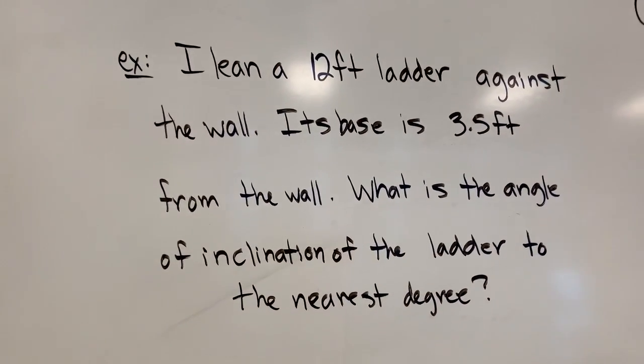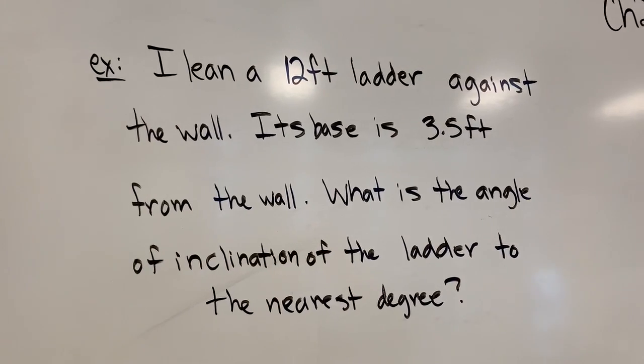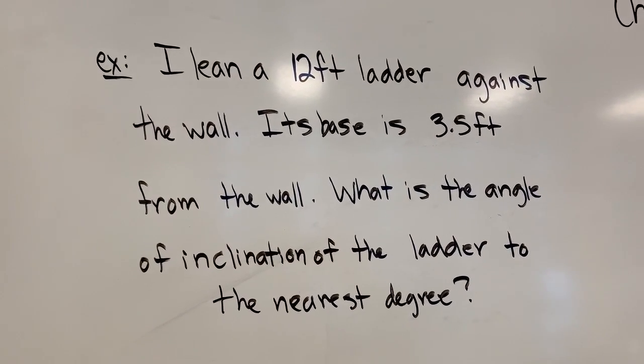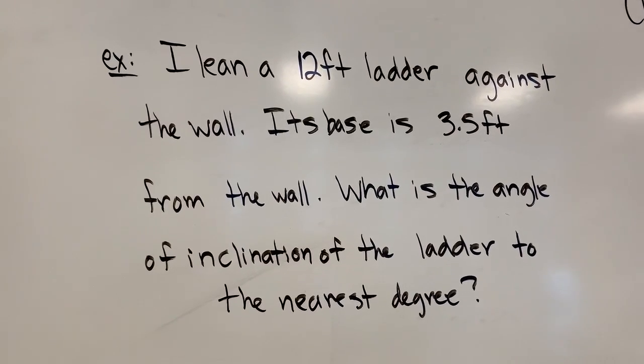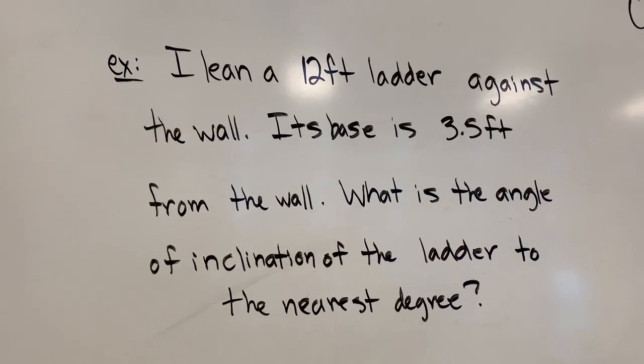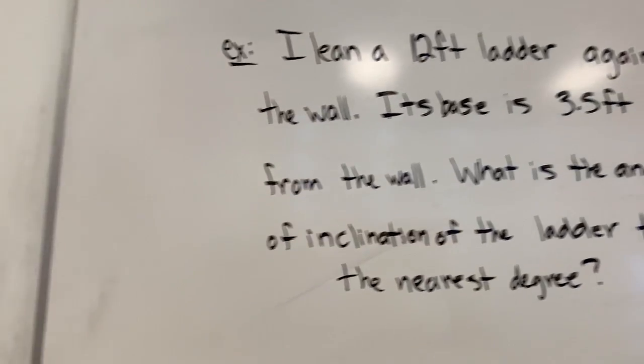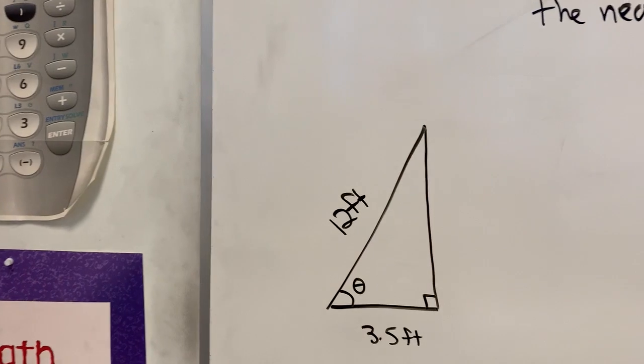I lean a 12-foot ladder against the wall and its base is 3.5 feet from the wall. What is the angle of inclination of the ladder to the nearest degree? I strongly suggest you try drawing a picture whenever you're given a word problem that doesn't come with one. And you don't need a fancy picture, but you need a floor, a wall, and a ladder.